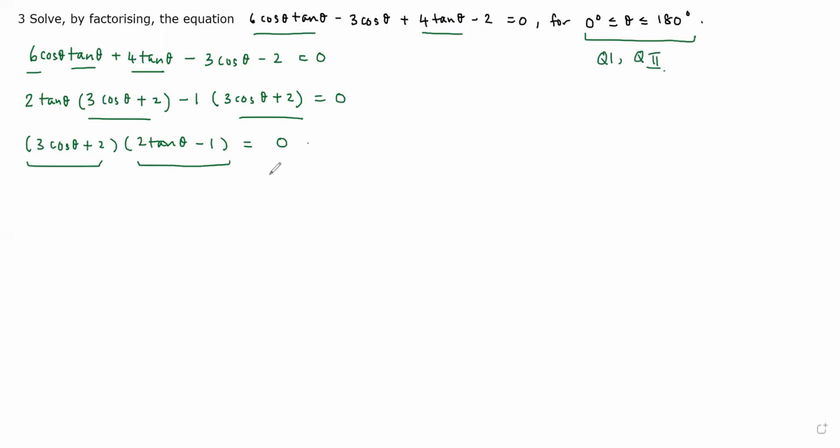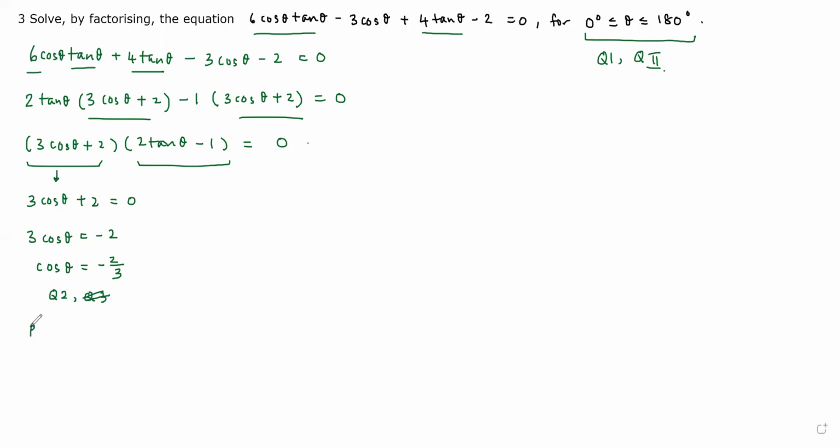We set each of these to 0 and solve for theta. From this first term here, 3 cos theta plus 2 equals 0. 3 cos theta is negative 2, or cos theta is negative 2 over 3. The ratio is negative. Cos is negative in either quadrant 2 or quadrant 3. But since your solution must be either in quadrant 1 or 2, forget about quadrant 3. You must find a theta in quadrant 2 so that cos theta is negative.